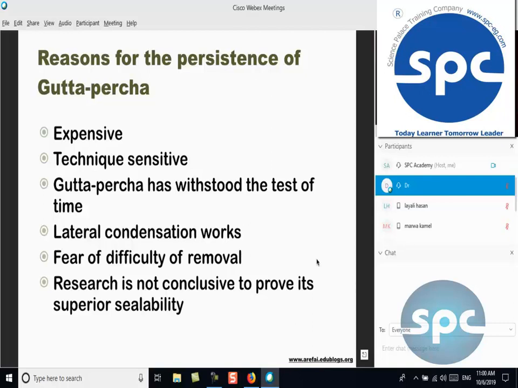Lateral condensation works fine. Gutta-percha has stood the test of time. Of course there was also a fear that I wouldn't be able to remove these fillings. They would be placed and be like composite, and I wouldn't be able to remove them. Gutta-percha fillings are easily removable. And also at the time research was not conclusive. At the time before there was research against, and then about 10 years later we found that no, they were inferior over time. They were inferior with regards to leakage, and then we stopped using them. Last year or the year before, a review suggested that they are no longer an effective alternative to gutta-percha and sealer. So this was 10-12 years, and then things just went bye-bye.